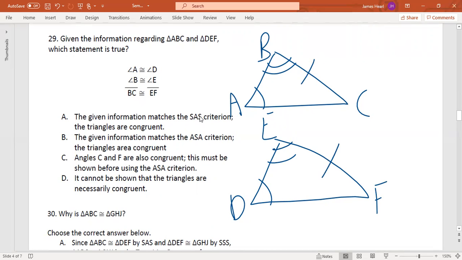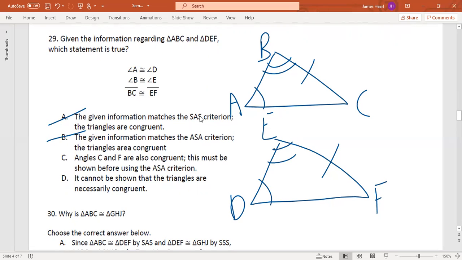Now we continue along here. The given information is enough to create side angle side. Well, if we start looking, we don't have a second side, so we can't use that. There's only one side listed. The given information matches angle side angle. I agree we've got 2 angles, but notice where the side is, it's not listed there, so that's out.